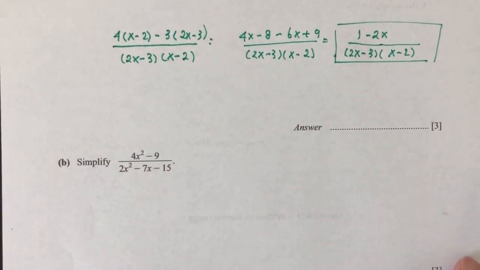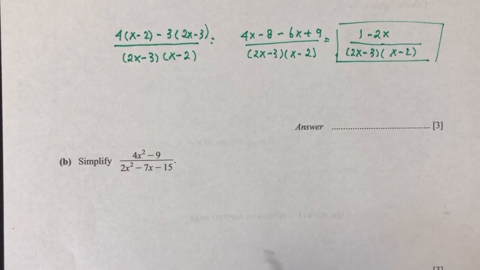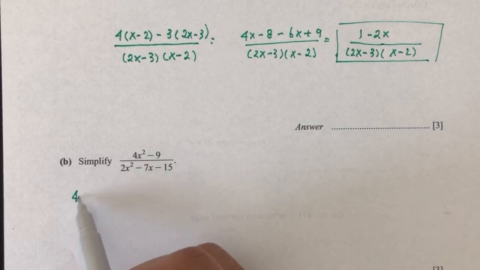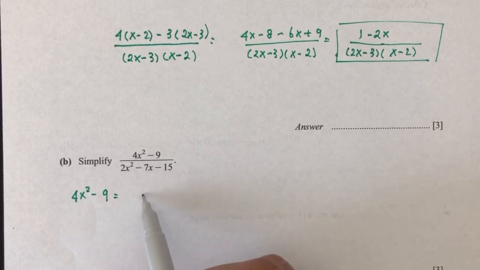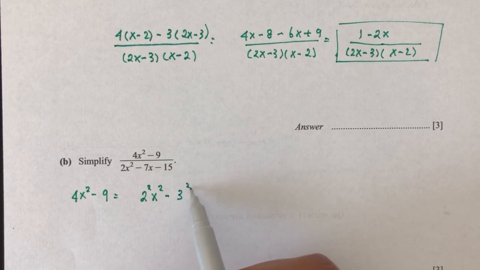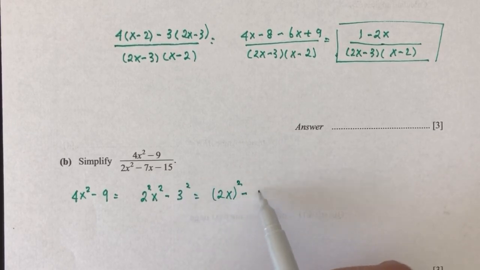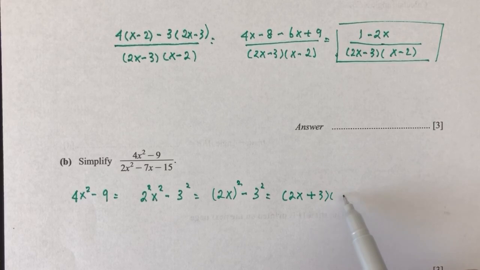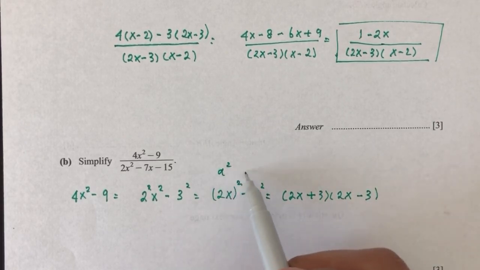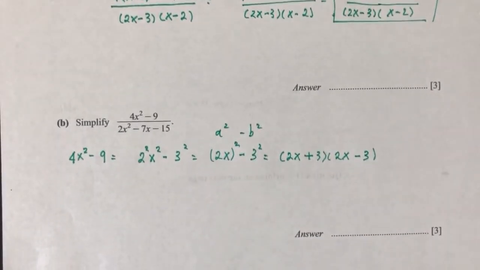So part B, now we have to simplify this fraction, so you have to take one by one. The top is 4x squared minus 9. We realize that this is actually 2 squared x squared minus 3 squared, which is 2x squared minus 3 squared, and this is just 2x plus 3 times 2x minus 3, just like a squared minus b squared, right?